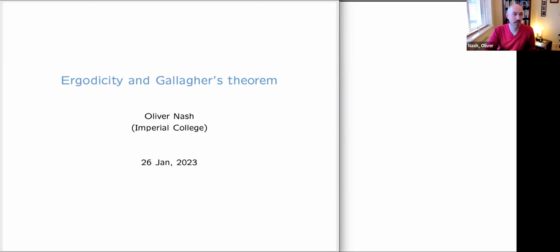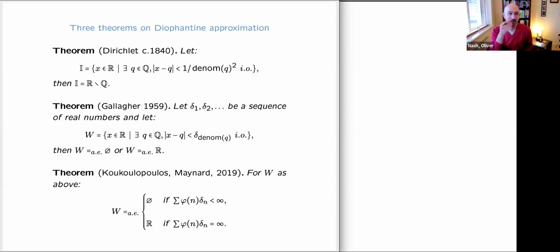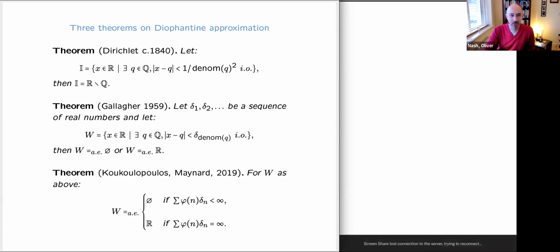Okay, so let me first of all tell you the relevant background. Here are three theorems that frame the ideas that I want to talk about today. The first one's very old, 180 years ago. Probably most, if not everybody, has heard of it. This is Dirichlet's theorem, and it says that if you're trying to approximate real numbers by rational numbers, and you want to do it quadratically well with respect to the denominator, then you can do this exactly when the number is irrational.